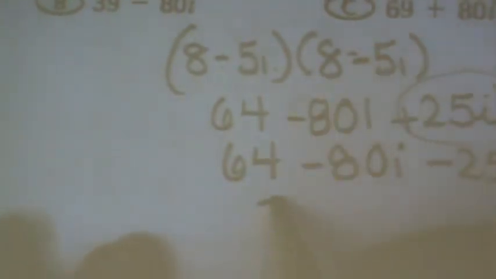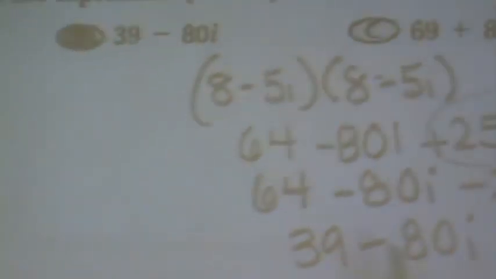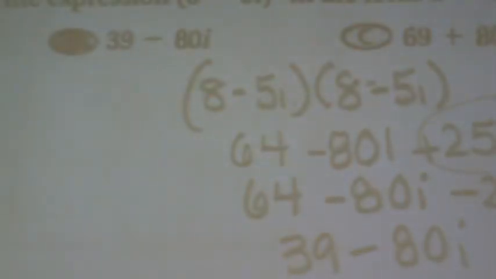Well, combine like terms, these two, if you add them together, you're going to get 39, and then you have minus 80i. So the correct answer would be letter B, 39 minus 80i. And that's in the a plus bi format. And we're done.